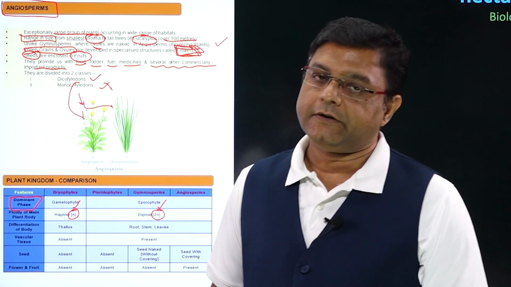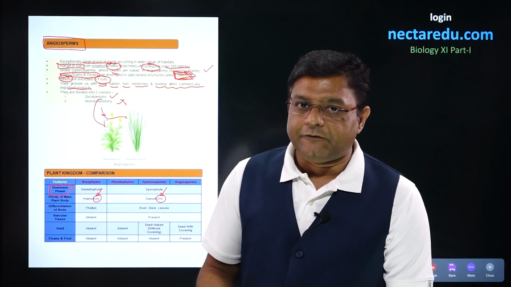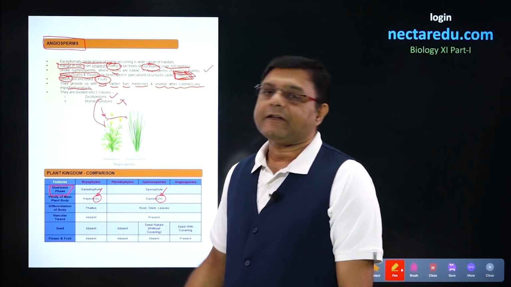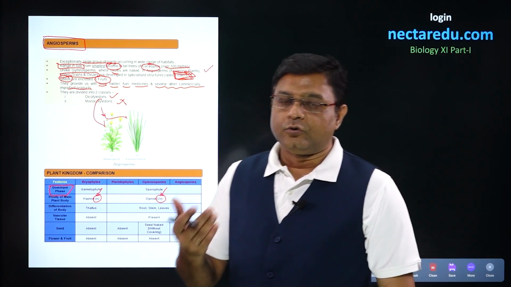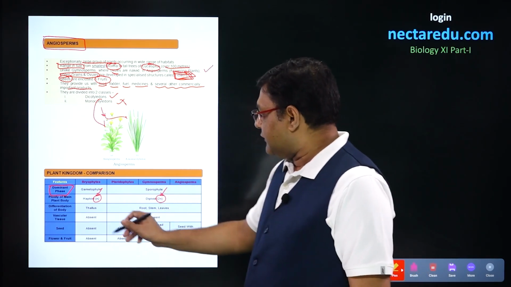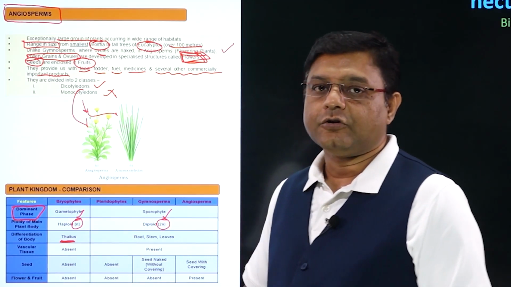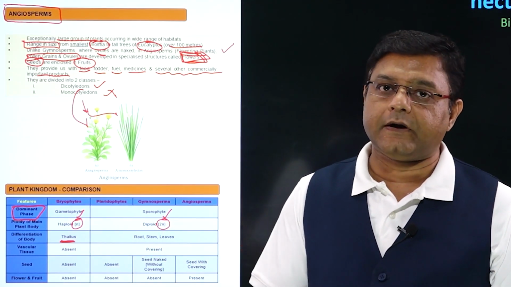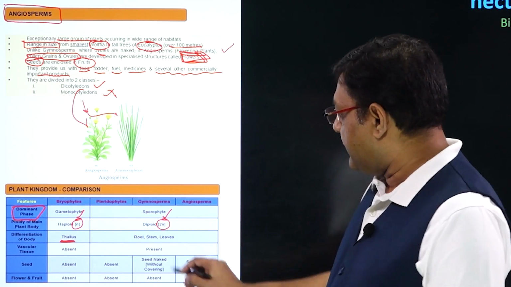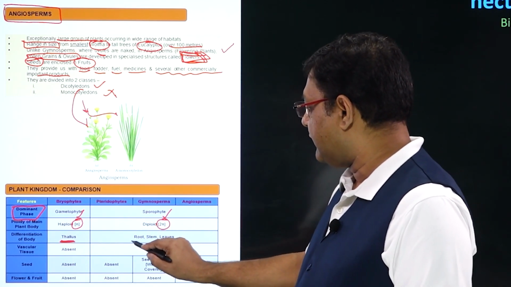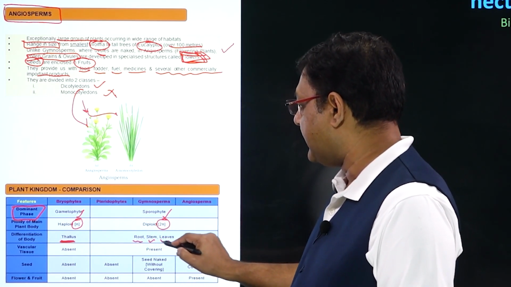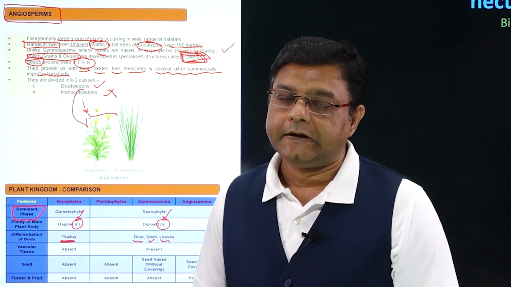Talking about the differentiation of body, whether the body is divided into roots, stems or leaves. In the case of bryophytes, the body is thallus-like, so not divided into proper roots, stem and leaves. But in the case of these three, there will be proper roots, stem and leaves present.